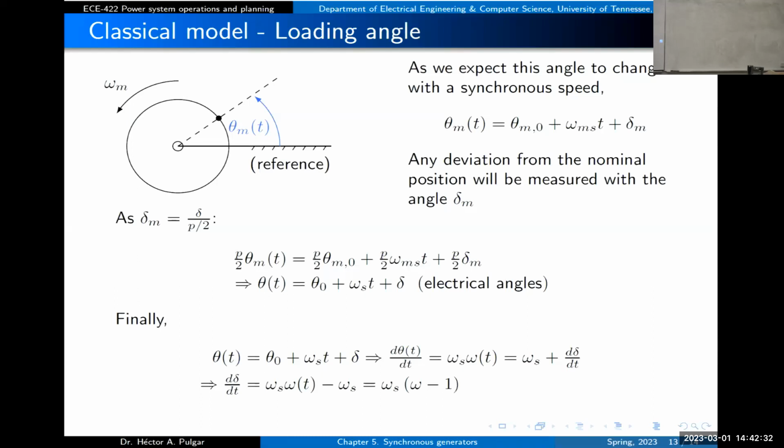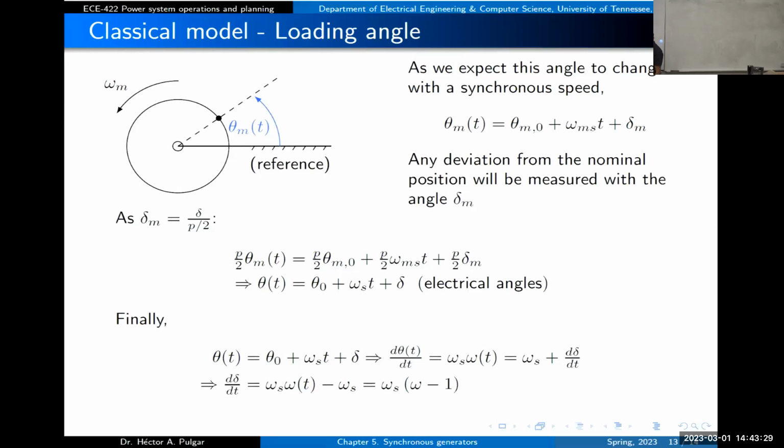As we know, there is a relationship between the speed, mechanical and electrical, that depends on the number of poles. The same thing is true for the angle. So if this is the mechanical angle, this is nothing else than the electrical angle divided by P over 2. You have that relationship. So if you multiply this equation by P over 2, same equation, we will get this. This is now the electrical angle. This is going to be the electrical initial angle. This is going to be the electrical synchronous speed. And this is going to be the electrical loading angle delta. Okay? We will leave it until here.